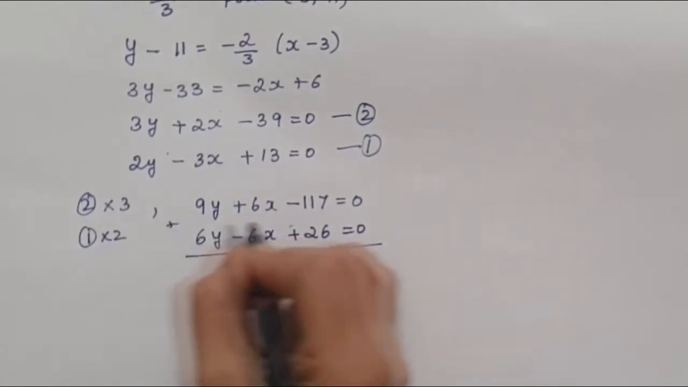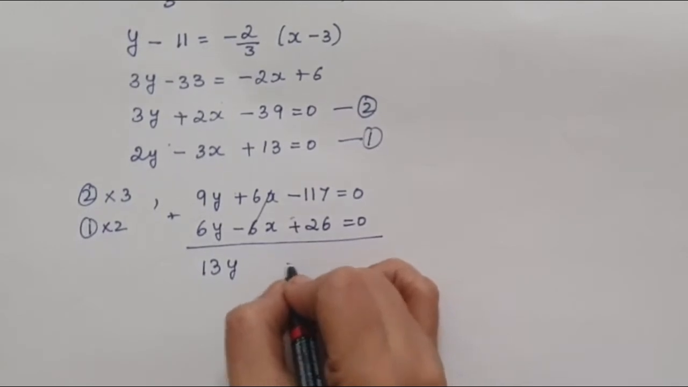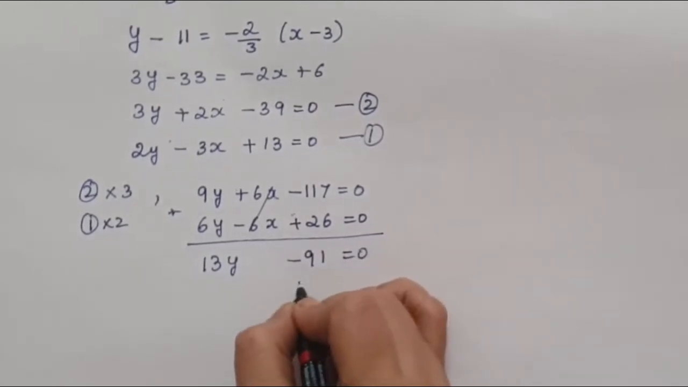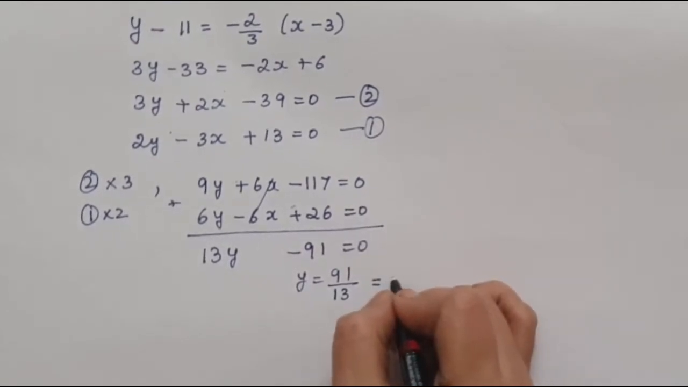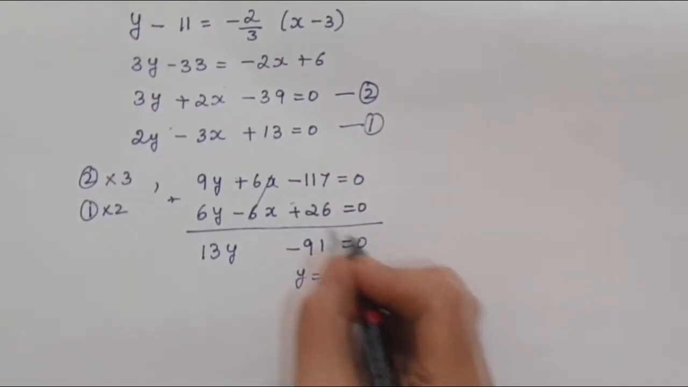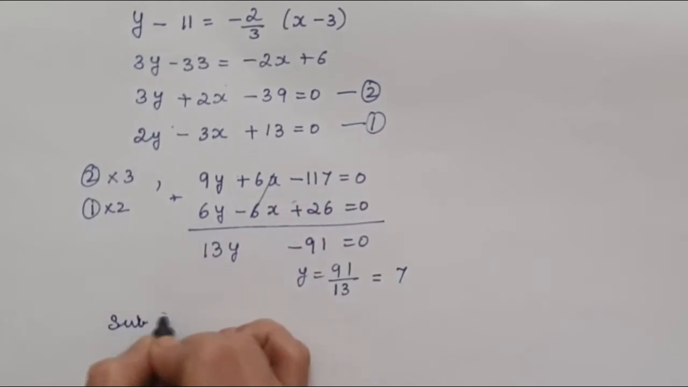So now when we add it, these two get cancelled. 13y minus 91 will be equal to 0. So y will be equal to 91 over 13. So this will give us the value of 7. Now substituting in any one of the equations, we'll substitute in equation 1.